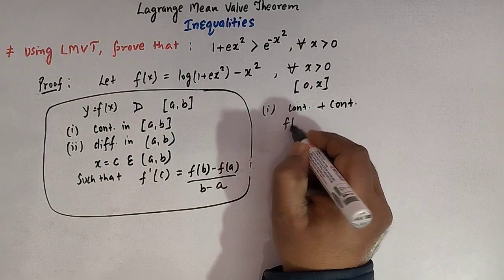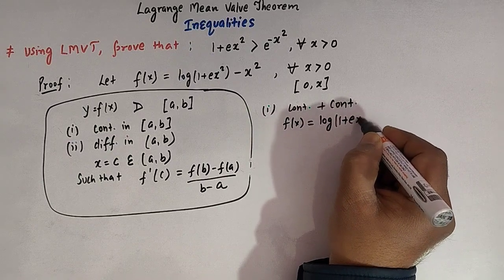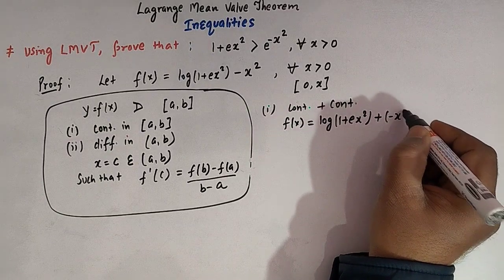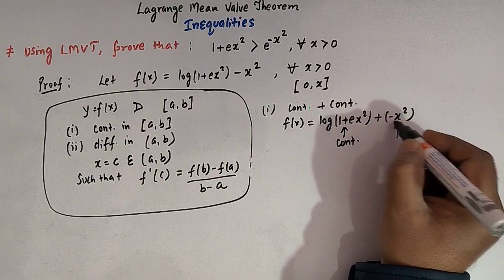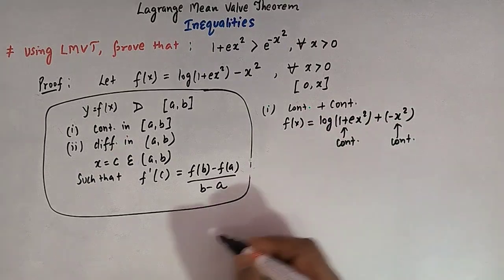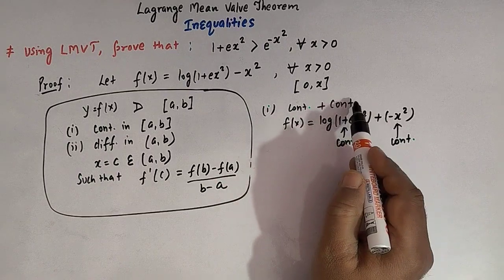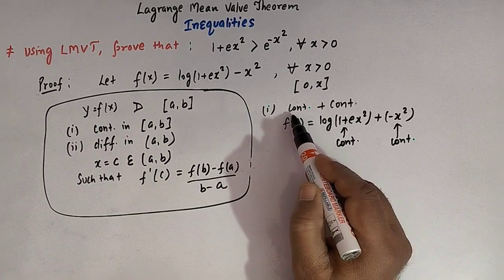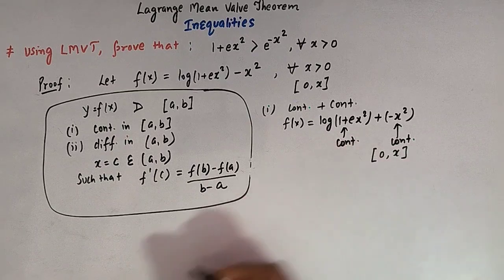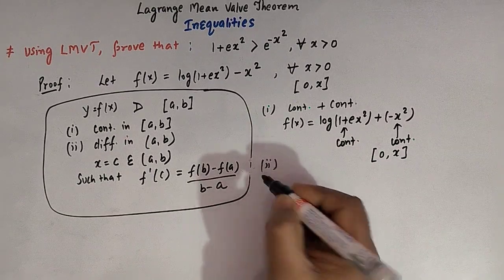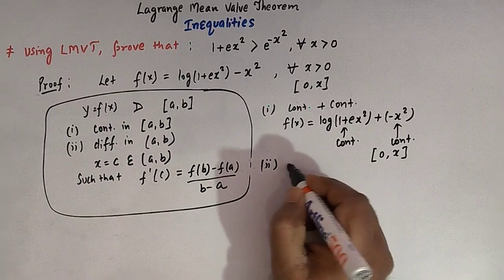Here f(x) is defined as log of (1 plus e^(x^2)) plus minus x^2. The log term is continuous, and minus x^2 is a polynomial function, so this is also continuous. So we have the combination of two continuous functions, hence we can claim that f(x) is a continuous function in the interval 0 comma x. Okay, now let us take the second condition. Here the function f(x) has the derivative.